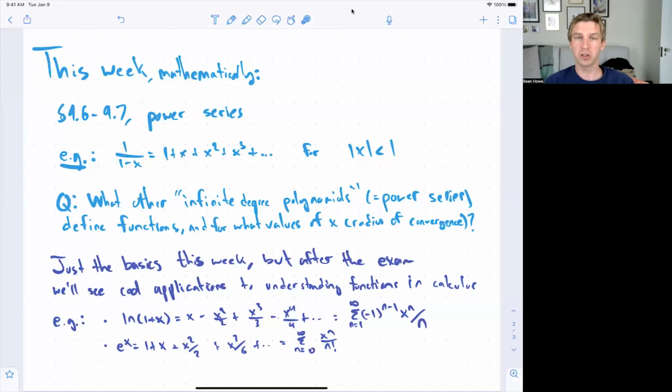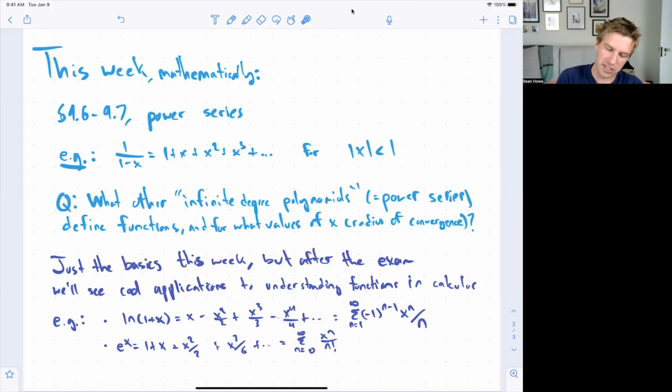So this is particularly powerful if we can express lots of different functions using these infinite degree polynomials. And it turns out many functions can be expressed this way, in particular important functions we encounter in calculus. That's what we're going to do after the exam: see how we go from a function we're interested in, write it as an infinite degree polynomial, and then use that to do calculus with it.